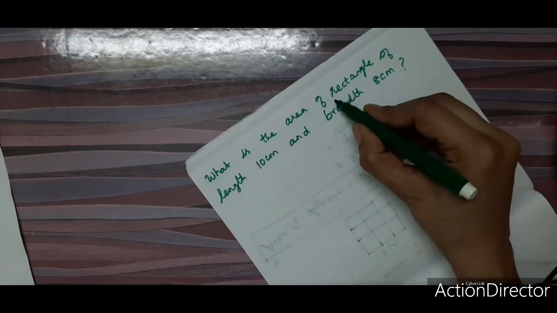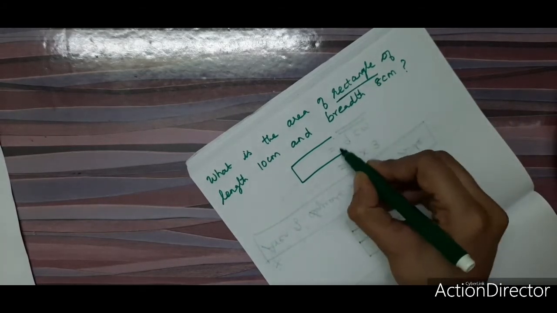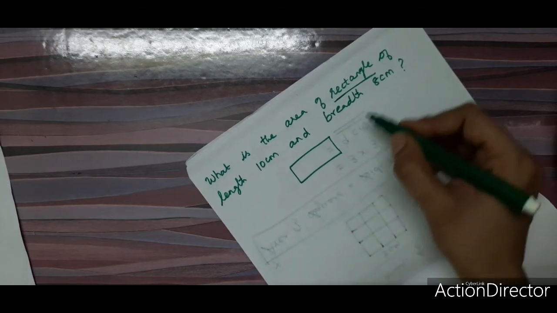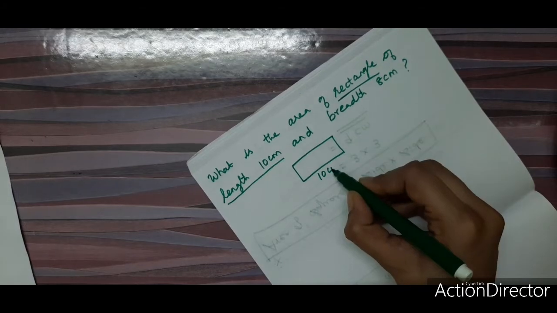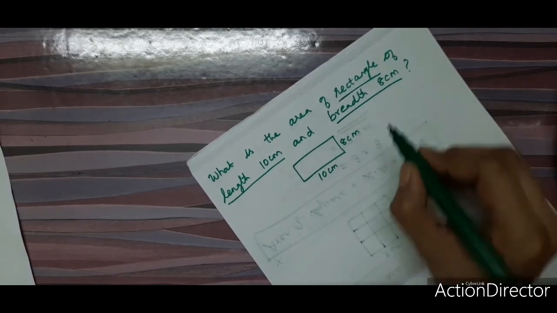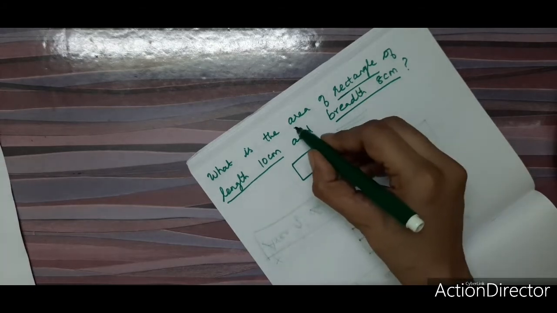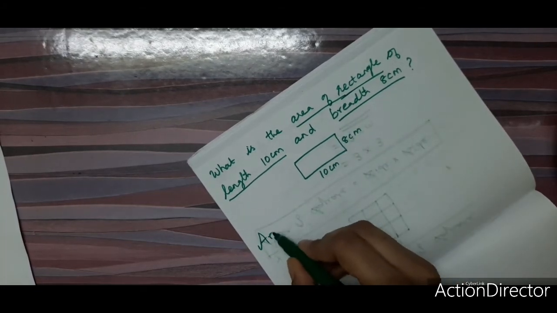So first they have told rectangle. So we shall draw one rectangle. And they have told length as 10 centimeters. So length is 10 centimeters. And the breadth is 8 centimeters. What are we going to find? We are going to find the area of rectangle. So what is the formula for area of rectangle?